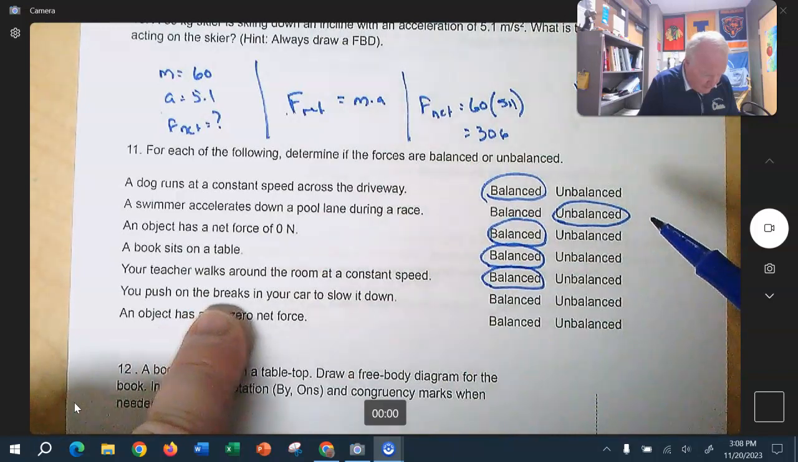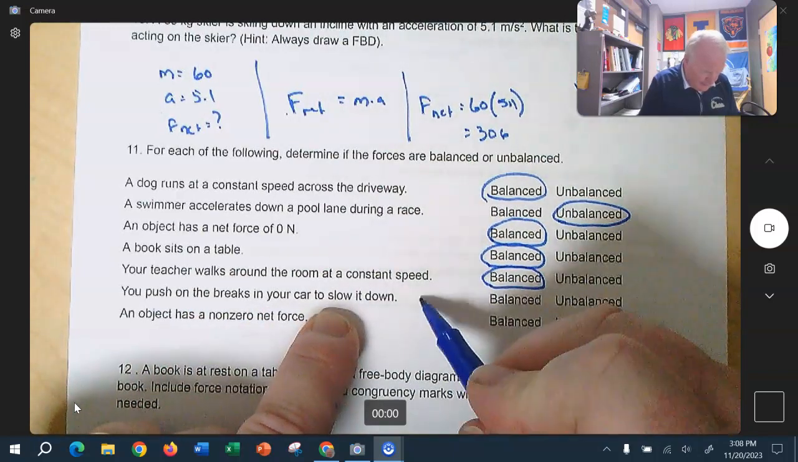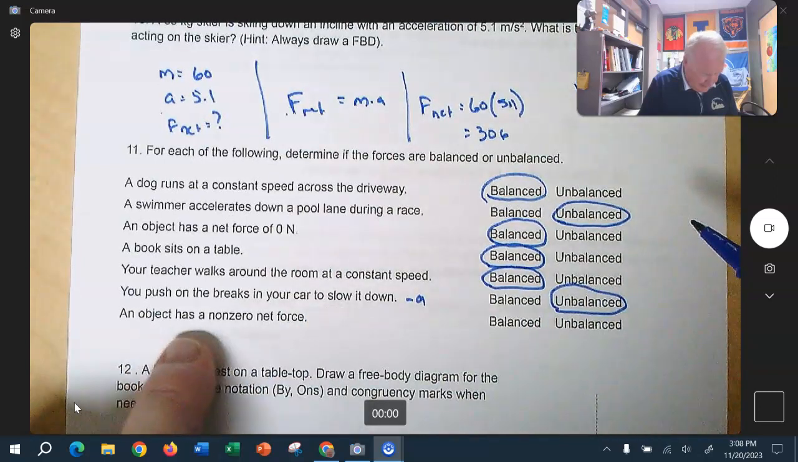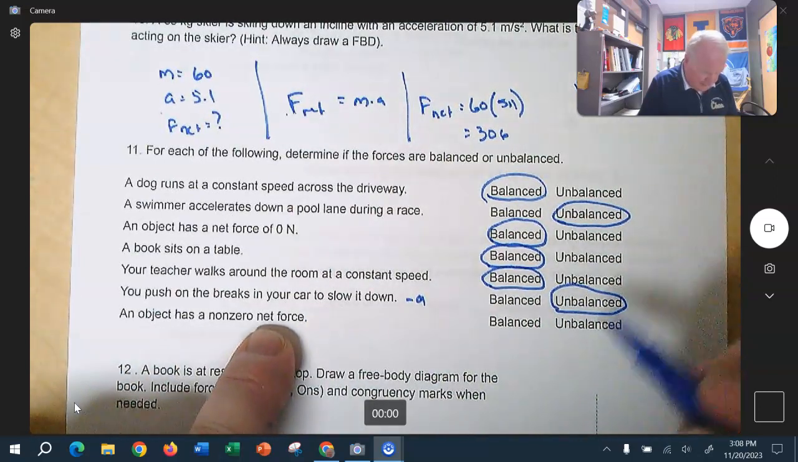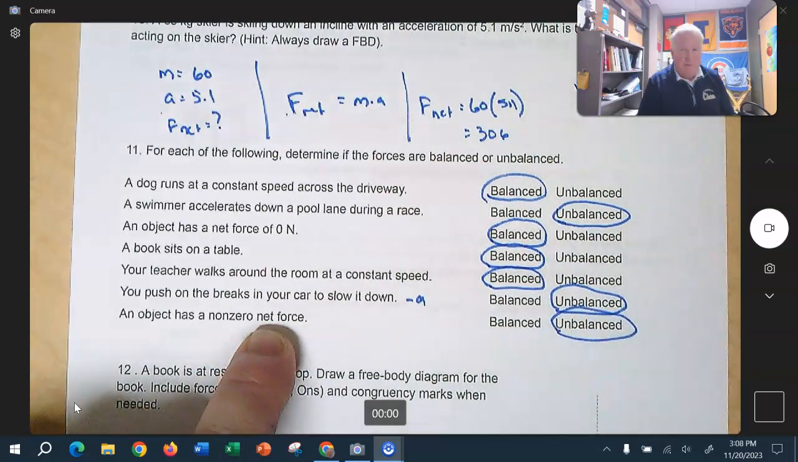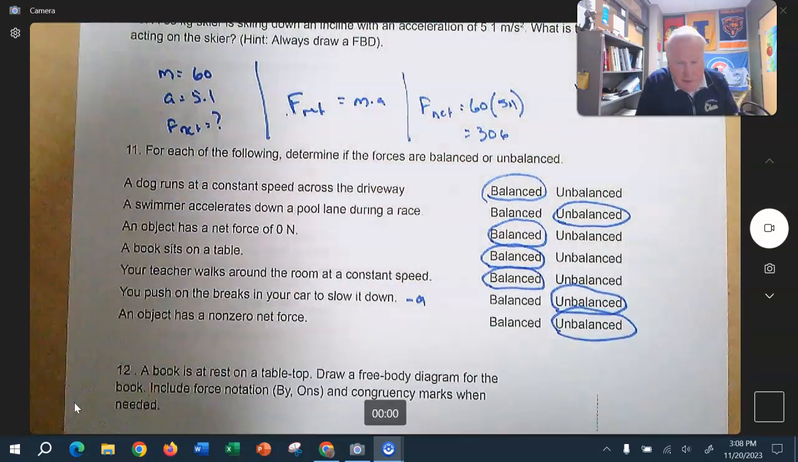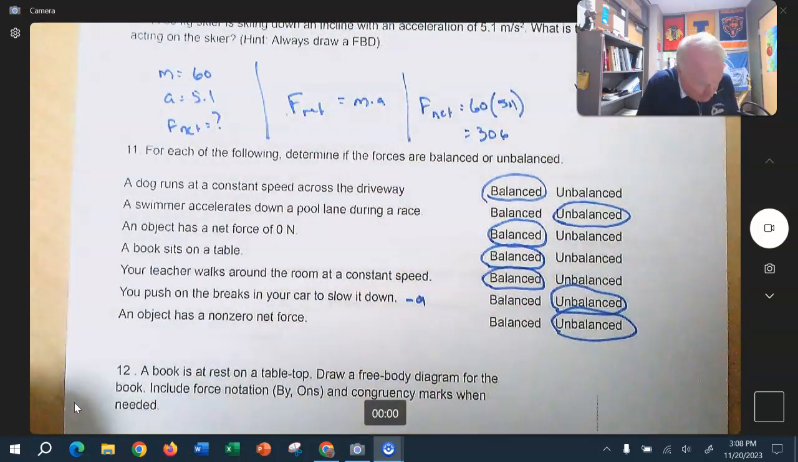You push the brakes on your car to slow down. That's a negative acceleration. That's unbalanced. An object has a non-zero net force. That's the definition of unbalanced. Okay? And then the last one, I'm running out of time. I think I got 15 seconds.